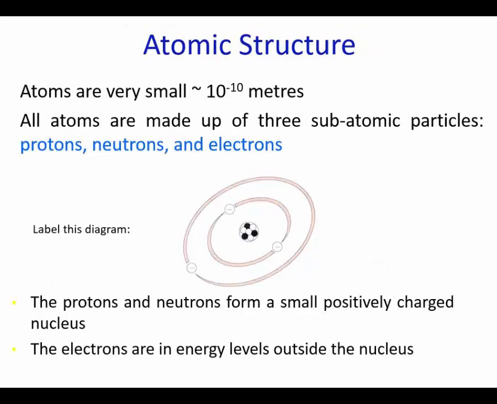The positive protons and the neutral neutrons are what create most of the mass and are in the center of the atom called the nucleus. The outside is mostly space, and that's where the negative electrons occur. If the atom were the size of a football field, then the nucleus would be about the size of a tennis ball.